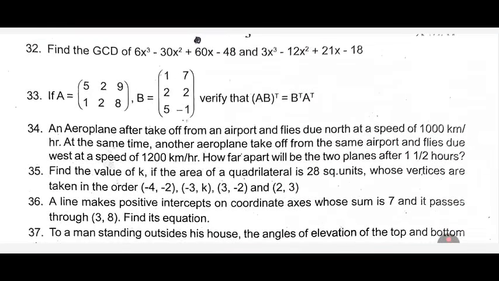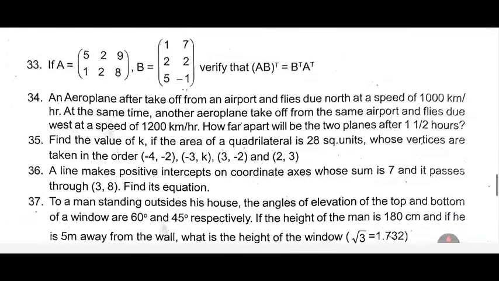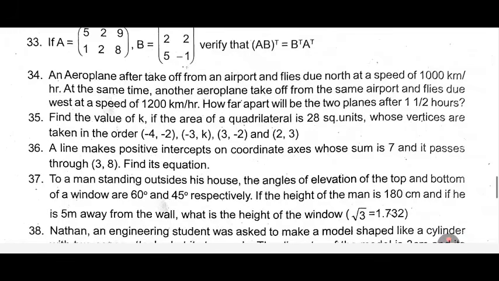32. Find the GCD of 6x cube minus 30x square plus 60x plus 48 and 3x cube minus 12x square plus 21x minus 18. 33. Given matrix A and matrix B, verify that (AB) transpose is equal to B transpose A transpose.